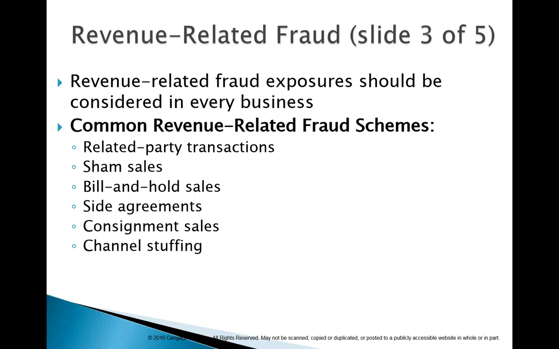There's related party transactions. That's when you sell product to a related party, and that related party may plan to return the product or not keep the product, and it was actually a sham sale. An example of that is Lincoln Savings and Loan. So Charles Keating of Lincoln Savings and Loan, you probably read about in your book.